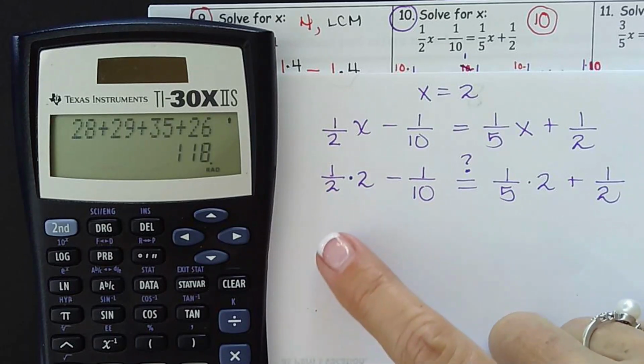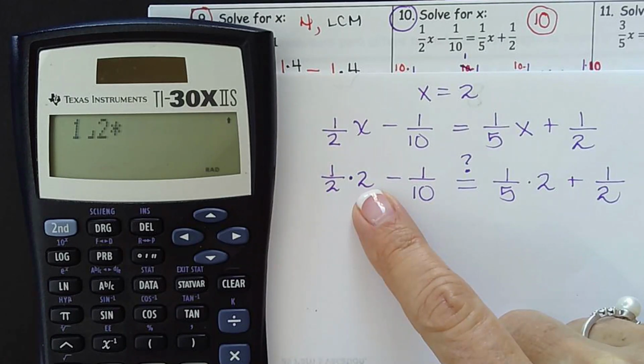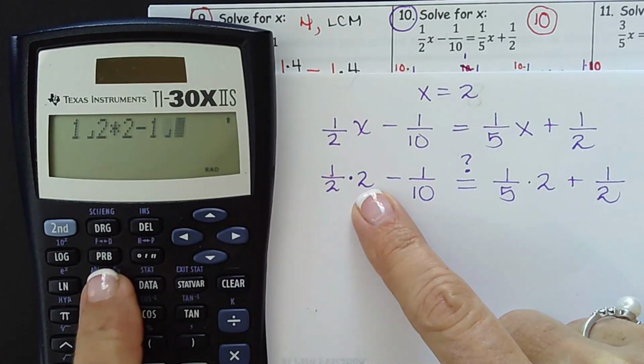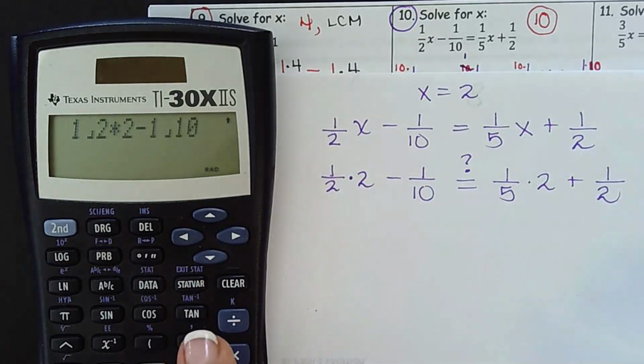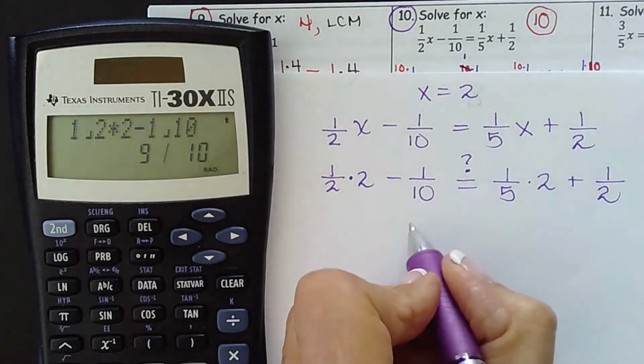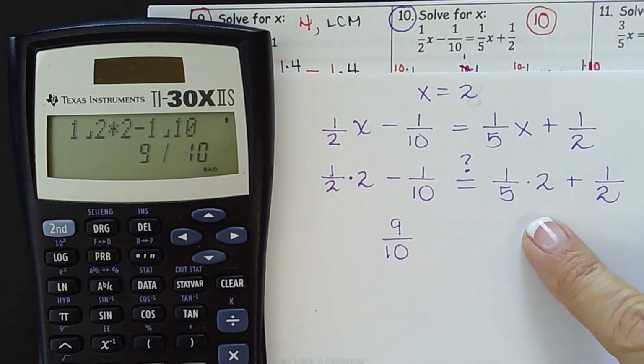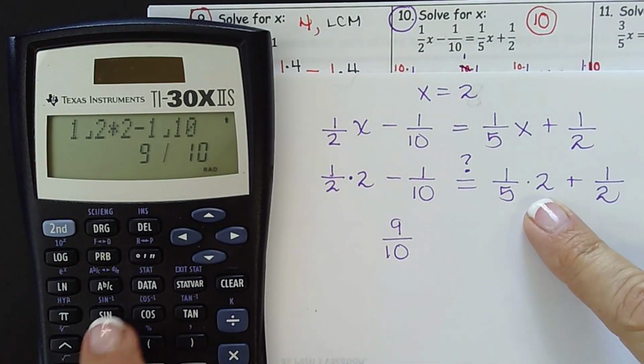So we do 1 fraction bar 2 times 2 minus 1 fraction bar 10. And this calculator has order of operations built in, so I don't have to do this piece and then this piece. I do the whole left side and then I hit enter. And that comes out to be 9/10. And then I do the whole right side and hit enter.